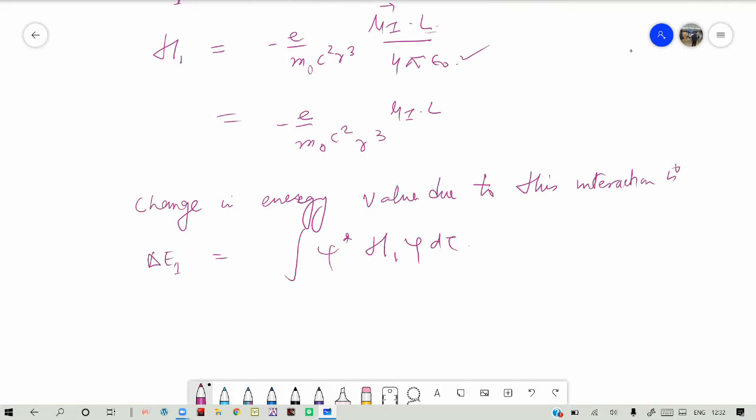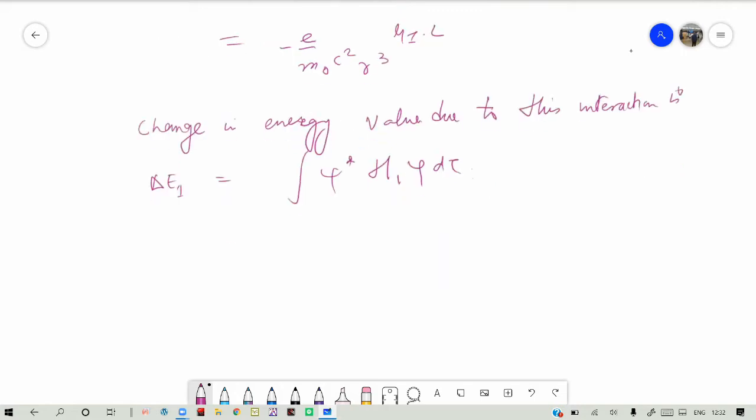How do we calculate the energy value because of this perturbation, the eigenvalue? So this can be written as psi star, m naught c square r cube and mu I. I will drop a bar here to represent that minus sign, because of the opposite direction. It is because of the direction that it is my negative L psi d tau.